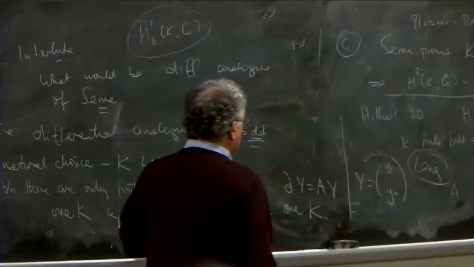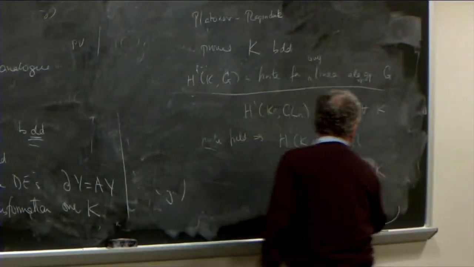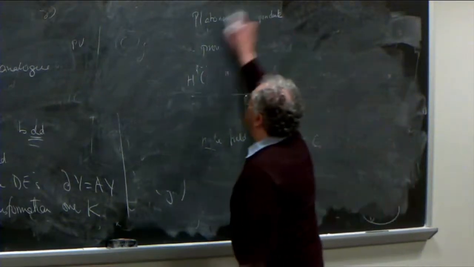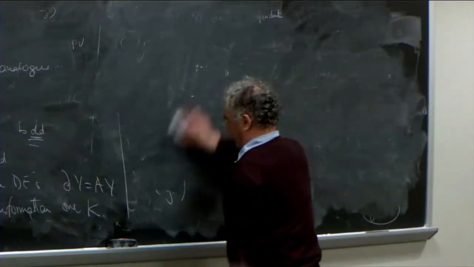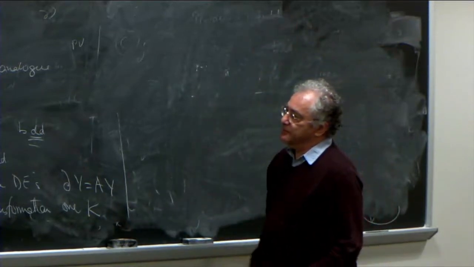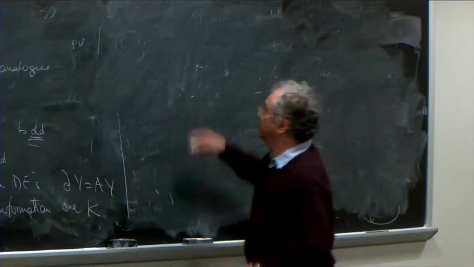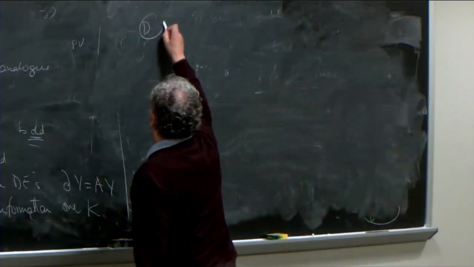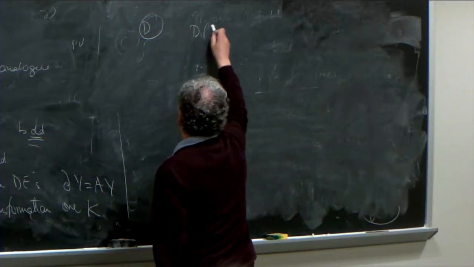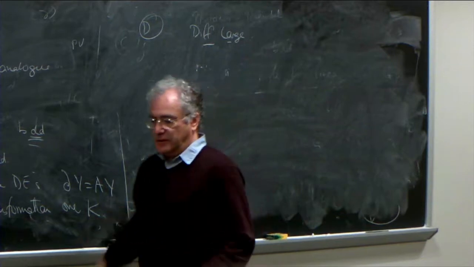Now, let's go on to differentially large. This is what I did so far: A, B, C. Now D, interlude D, differentially large. So this is another separate little interesting thing.